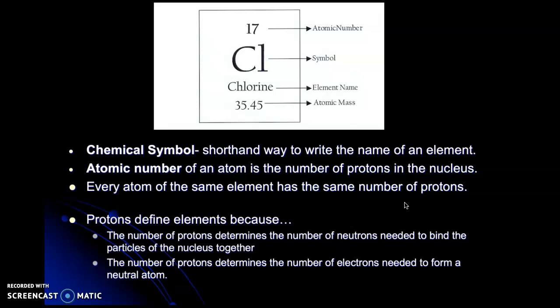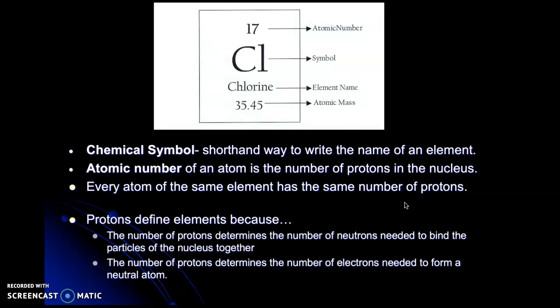The atomic number is the number of protons in the nucleus. Whoa, there's an important thing. I'm going to get to that in more detail in a second. Every atom of the same element has the same number of protons. So guess what? In the entire universe, just think about the entire universe, every atom of oxygen will have 8, count them, 8 protons. Yeah, every one. So every atom of the same element has the same number of protons.